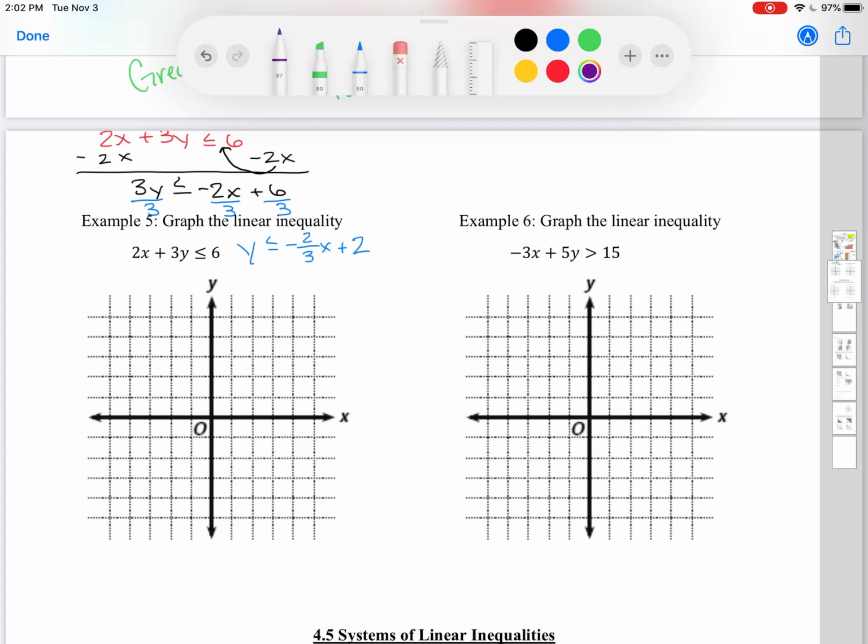This was your quiz a little while ago. Make sure we know how to move those terms around so we can get it in slope-intercept form. That will help you greatly on your final.